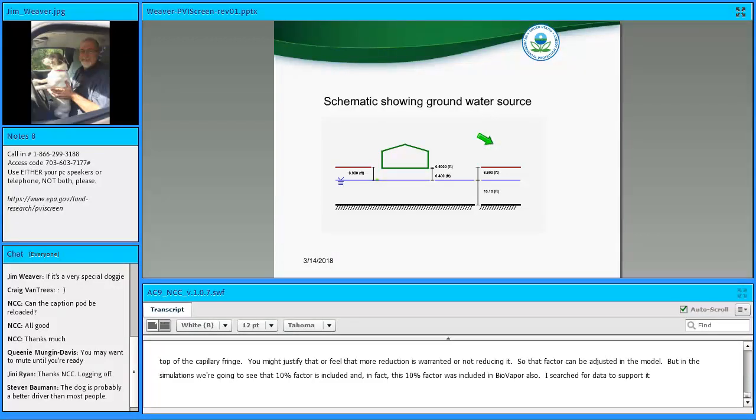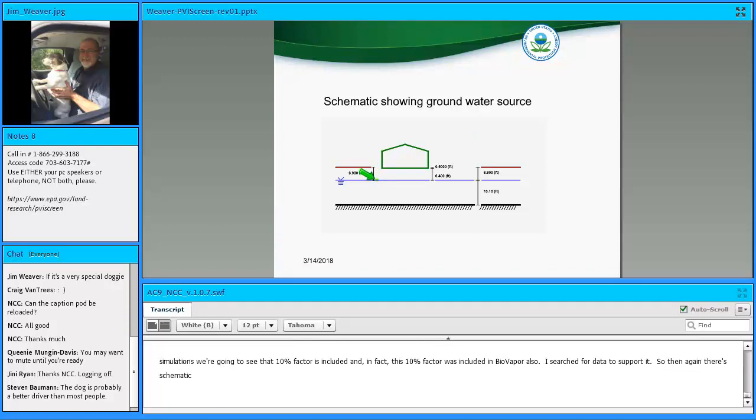Okay, so then again, there's a schematic, and in this case, it shows the groundwater source with the source being right down at the water table. And again, the relationship with the building.